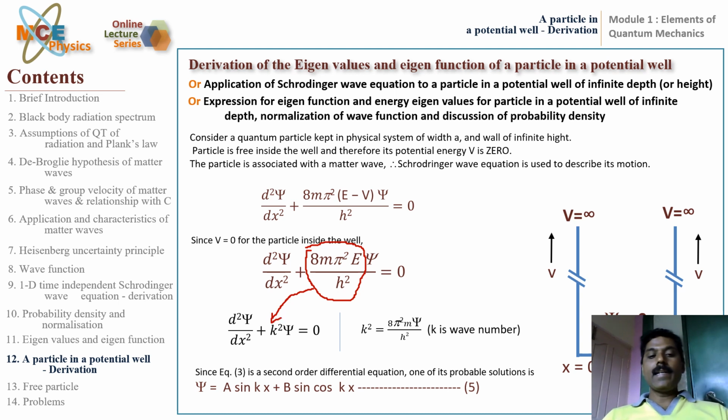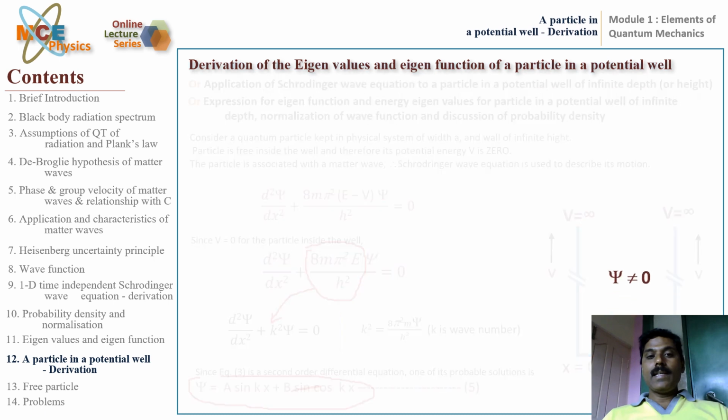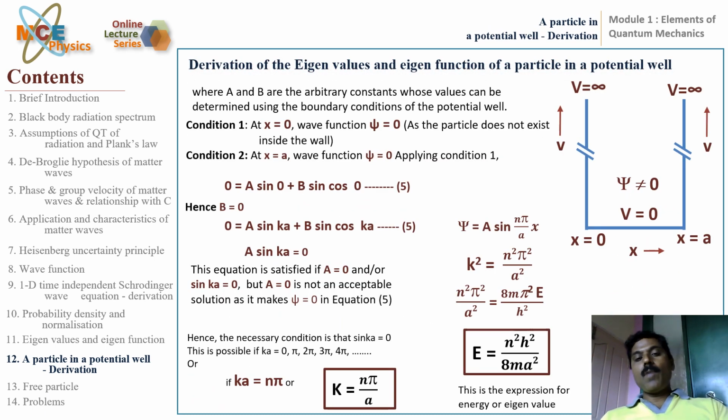This was taught, and since it is a second order differential equation, a possible solution is psi is equal to a sin kx plus b cos kx, where b cos kx is the second term, and in the next part, by applying the boundary conditions, we could get the values of the arbitrarily chosen constants a and b.